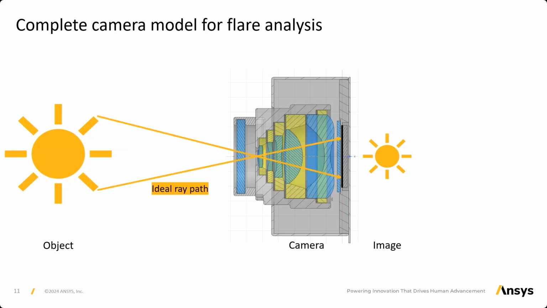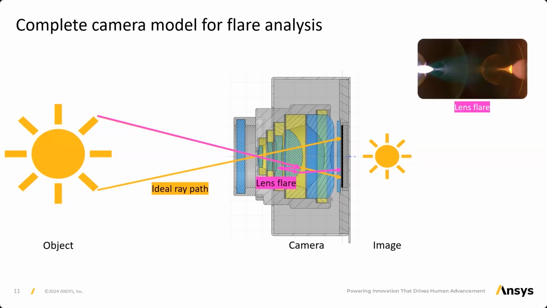So obviously the first one is the ideal ray path. So the ray path that has been used to design the optical system in order to provide the image of the object through the lenses. But in real life, it's not as easy as it seems. You may have some lights that will actually interact with the different lenses, the different diopters, and being reflected, transmitted back and forth inside the lens system. That will actually cause what we call the lens flare.